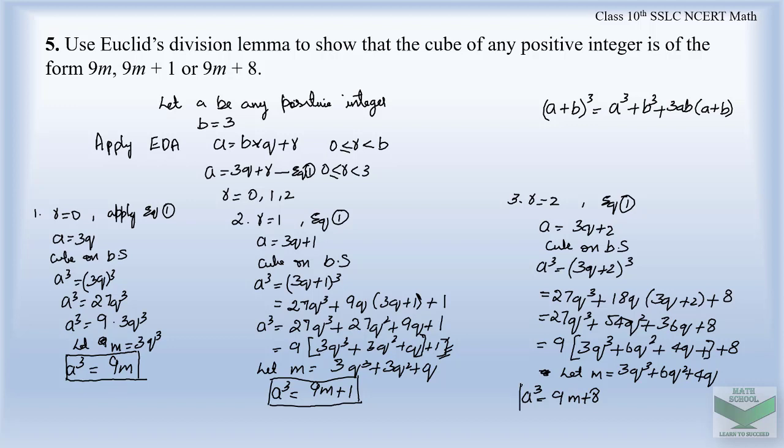Hence we have proved or shown that by using Euclid's division lemma, the cube of any positive integer is of the form 9m, 9m plus 1 and 9m plus 8. With this, we complete the whole exercise of 8.1, guys. Hopefully you have understood all the examples and the exercise problems.